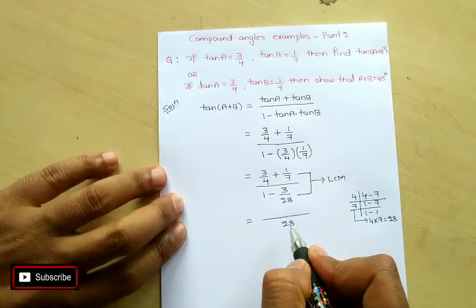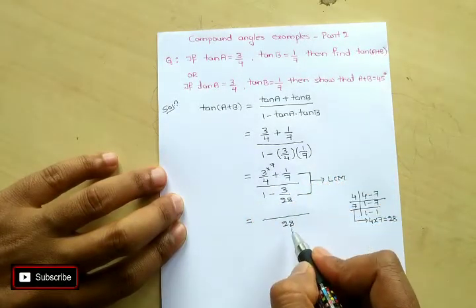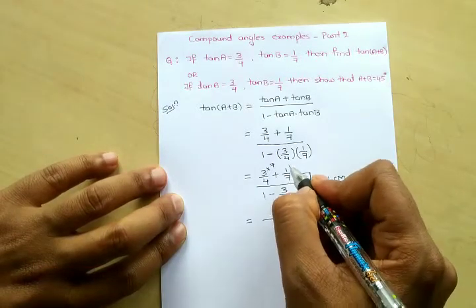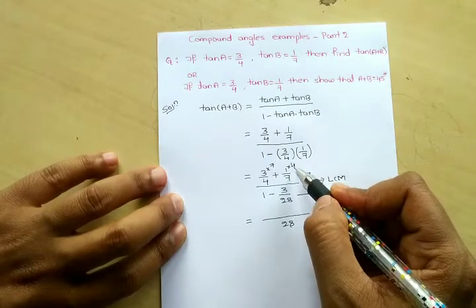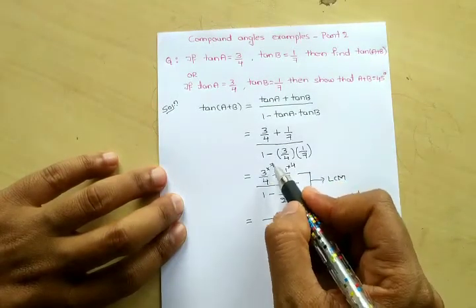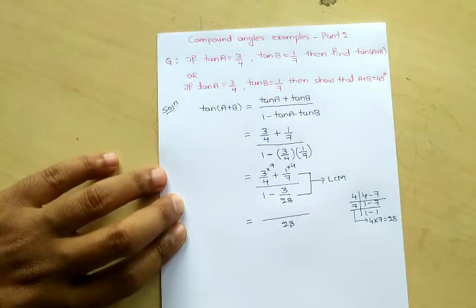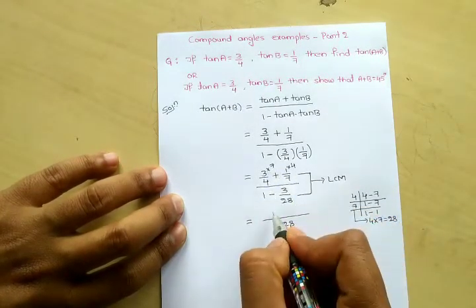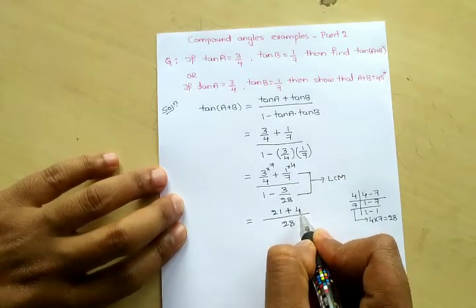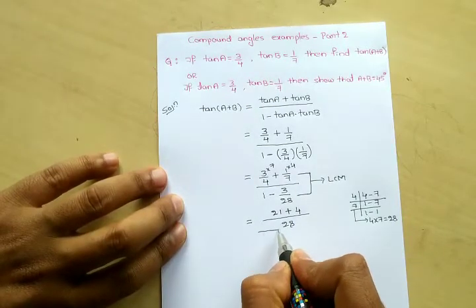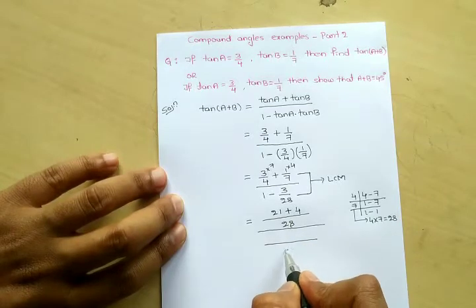Correct. So to get this 28, you need to multiply by how much here? 7. 4 into 7 is 28. 7 is there, to get that 28 you need to multiply by how much here? 4. 7 into 4 is 28. Next, these two you multiply. 7 into 3 is 21 plus 4 into 1 is 4. Correct. Whole divided by, here in the denominator again the LCM is how much here?